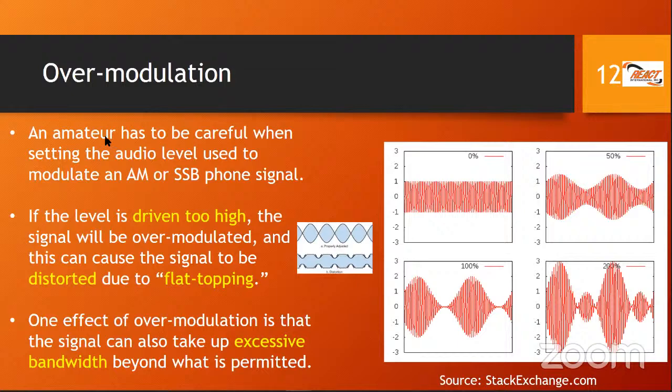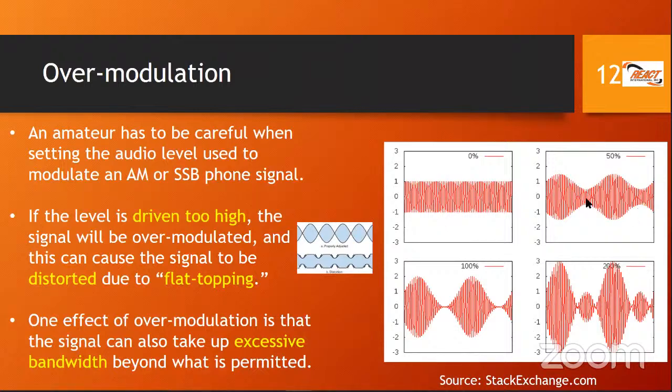So we say that an amateur has to be very careful when setting the audio level used to modulate an AM or SSB signal. And we have some diagrams on the right-hand side here. The first one, we see a signal that is not modulated at all, zero modulation.